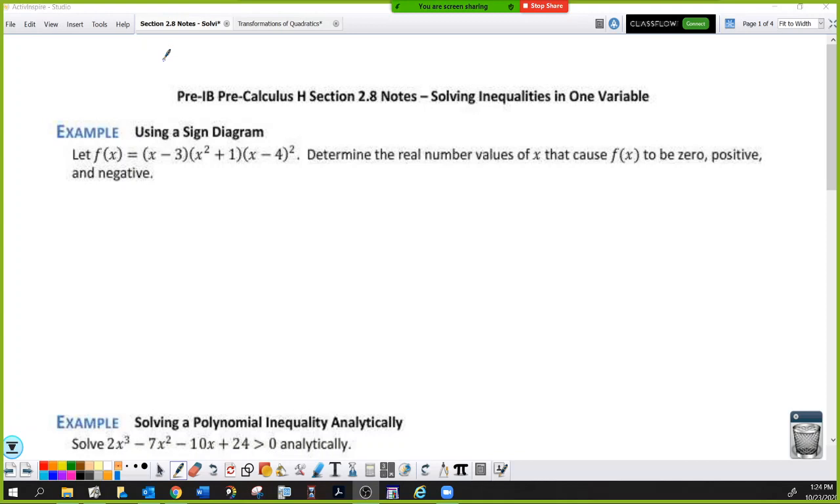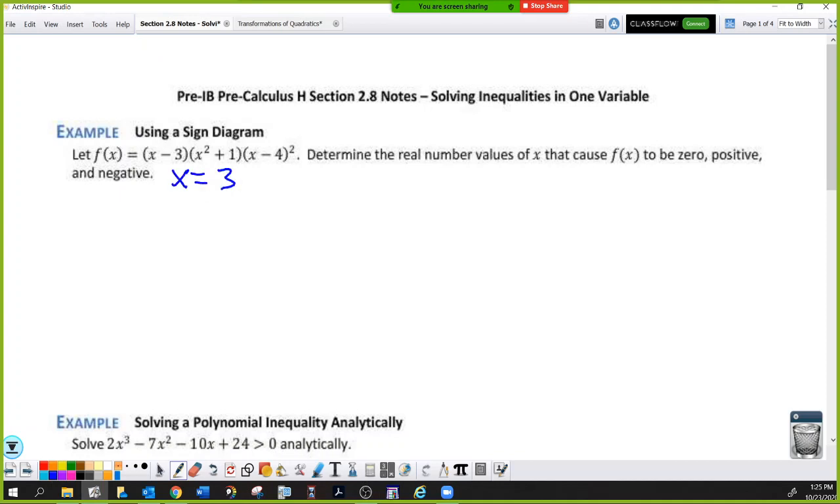We start the notes with a function that is already factored. Yay! We don't have to factor it ourselves. It says to determine the real number values of x that cause our function to be 0, positive, and negative. Okay, well, you know how we do that? Sign diagrams, that's right. Sign diagrams is how we're going to figure out where stuff is positive or negative, or 0. Well, since it's factored, all of our zeros are going to happen when the insides of the parentheses equal 0, right? So let's look at that first set of parentheses.